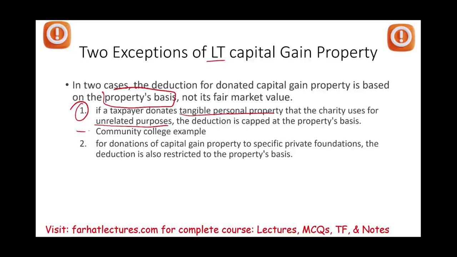If you go back to the community college example, let's assume I contributed something other than land, some sort of personal property. I purchased it for $80,000 and now it has a value of $130,000, but the community college cannot use it. It's not related to the community college. Well, if that's the case, then I cannot take the $130,000, I can take the $80,000. We'll work another example to illustrate this point. That's the first exception. Also, the donation of capital gain property to a specific private foundation. If you are contributing to a specific private foundation, remember, the idea of giving you a deduction is that it's for the public good.